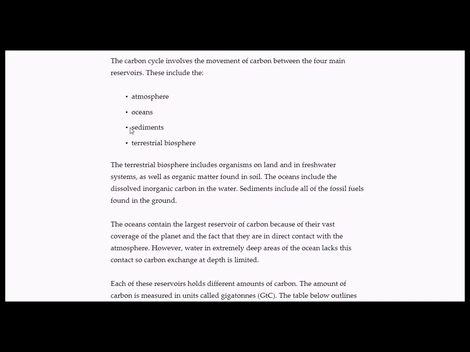Sediments, certain rocks like limestone, and geez, what's the other big one?